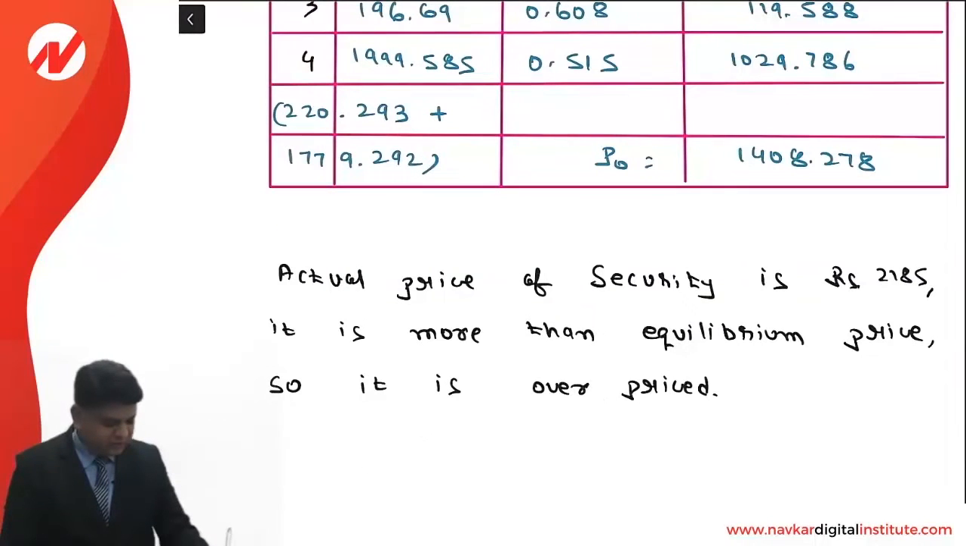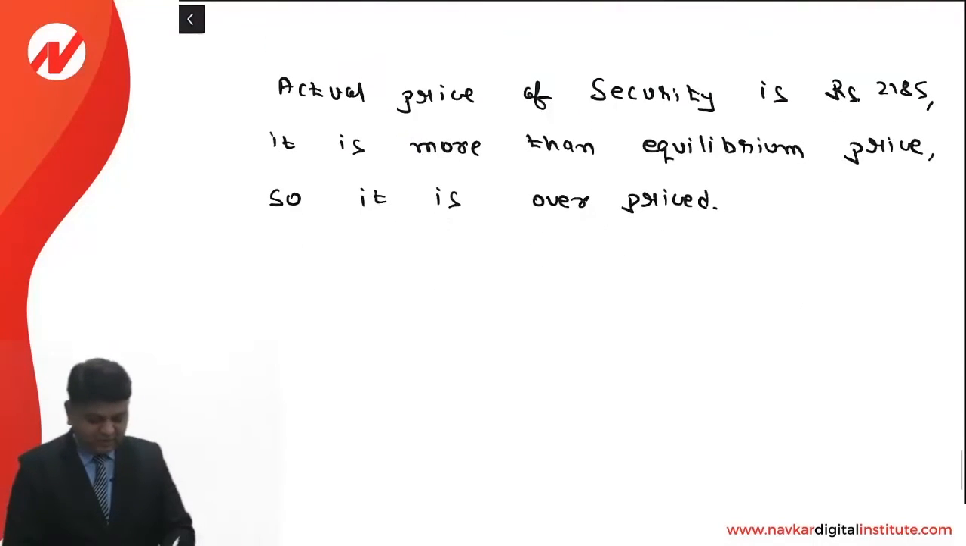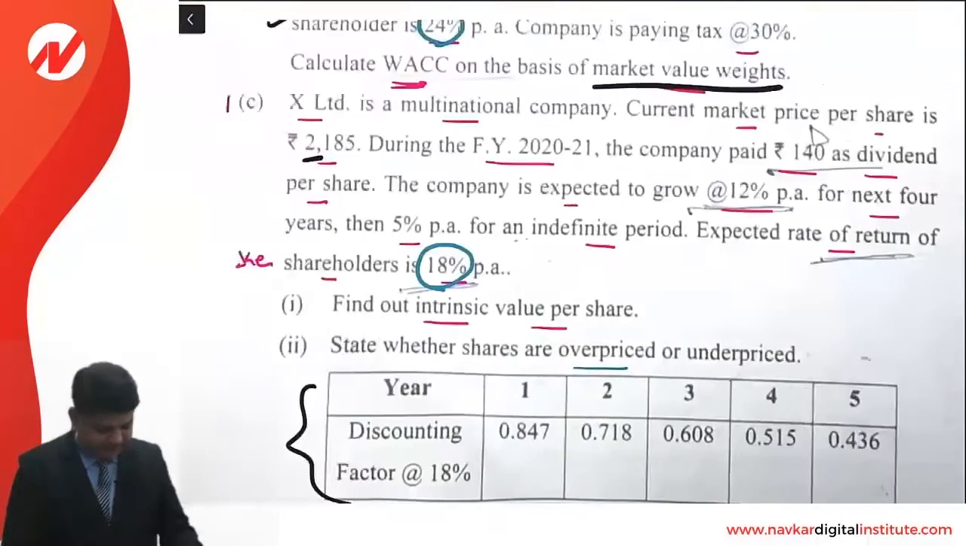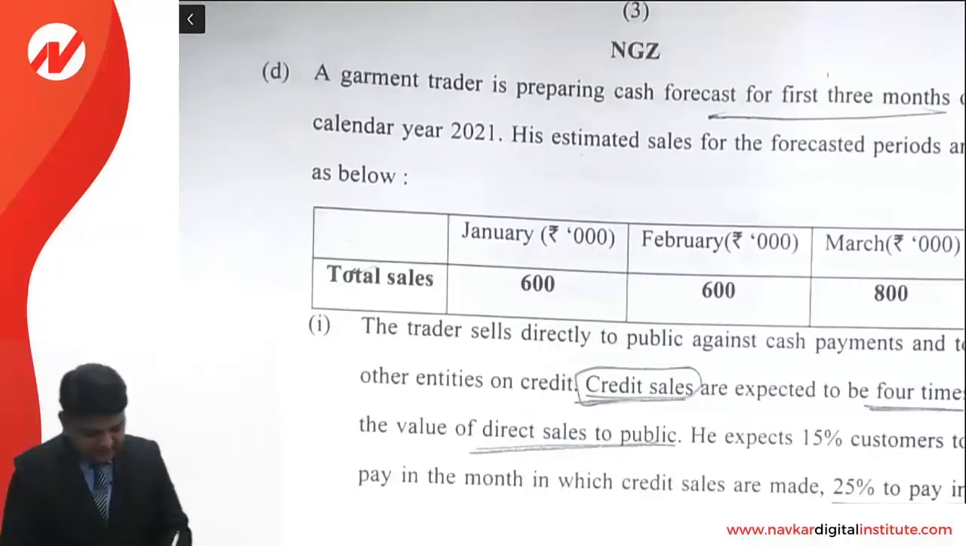Friends, over here it is 276. Okay. So this is the way we draw the conclusion. Let us see the next question. Question number 1D.